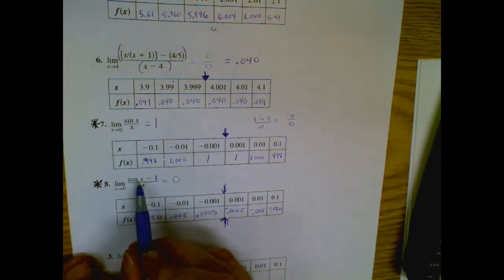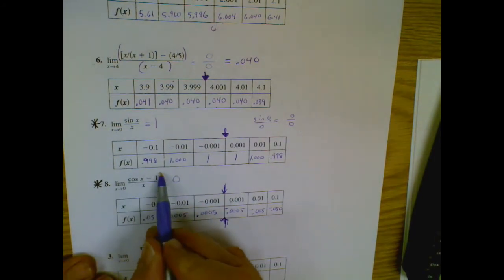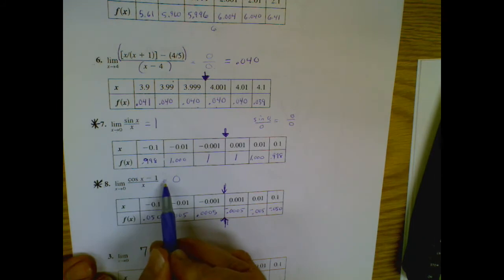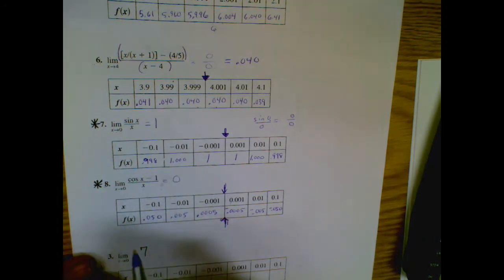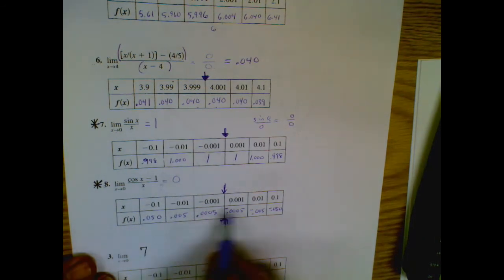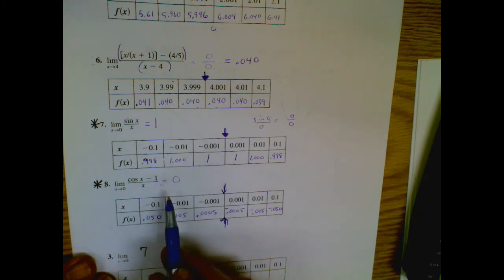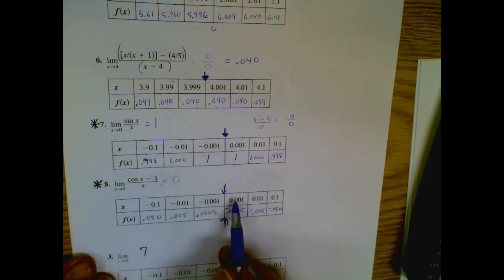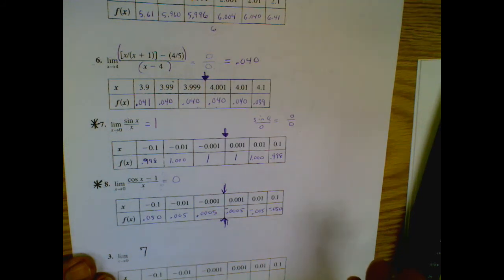Had you plugged it in, you would have gotten 1 minus 1, which is 0, and 0 on the bottom, and we all know 0 over 0 is an indeterminate form. That's why the chart would work. If it's an indeterminate form, the chart will work. Not very time efficient, but it works.